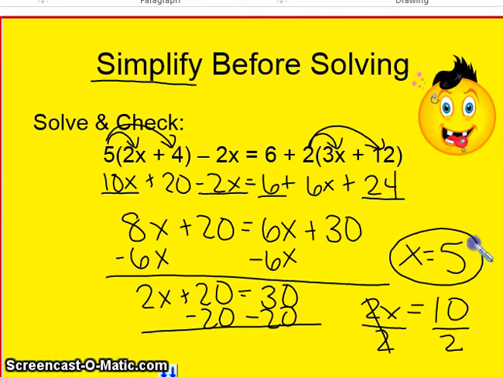There's my solution. Now, if I plugged positive 5 in for x here, and here, and here, I would get a true statement, which is what shows me that that is a solution to that equation.